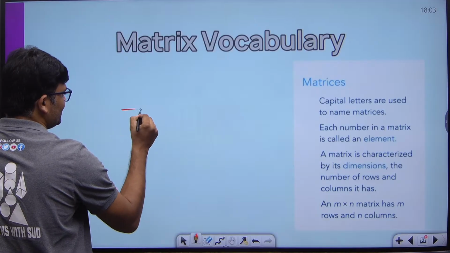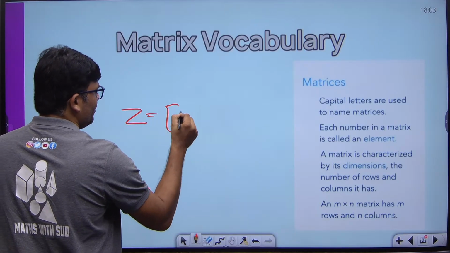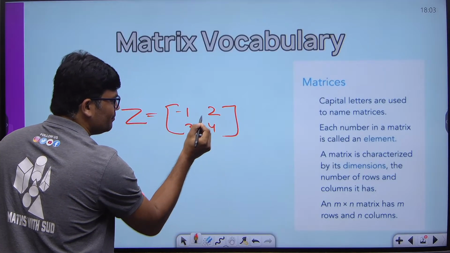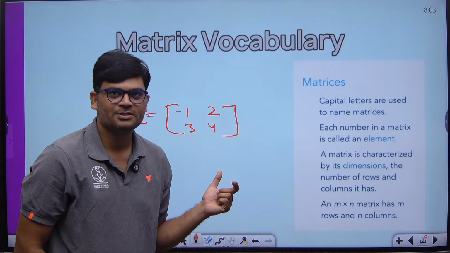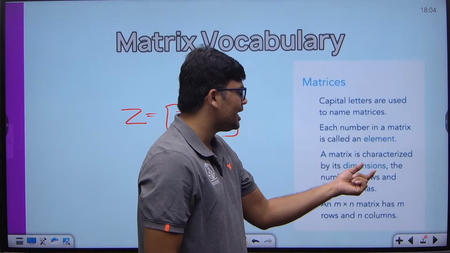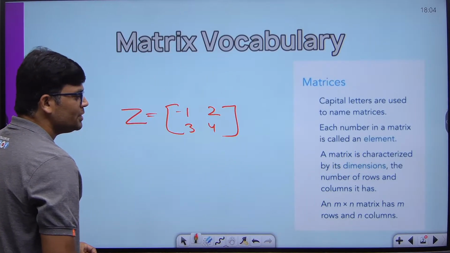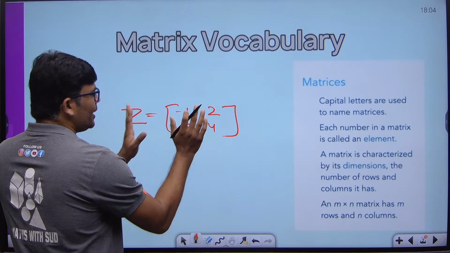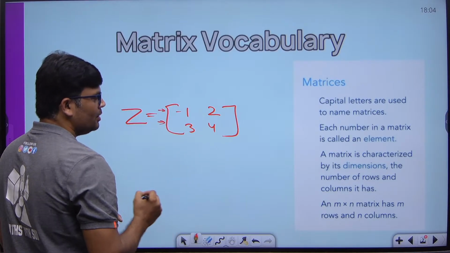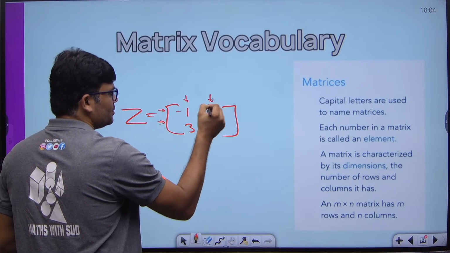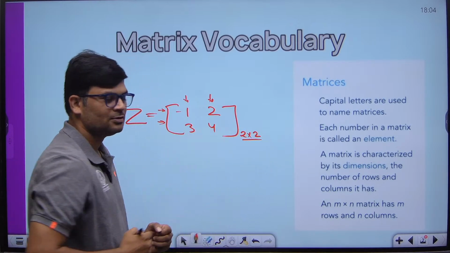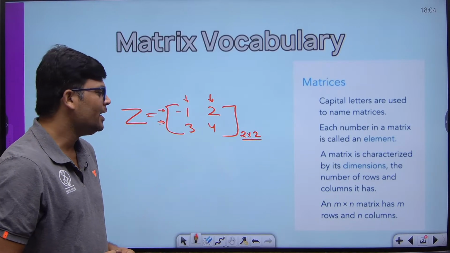Suppose I write Z is equal to, let us say, -1, 2, 3, 4. So what are these numbers? They are known as elements. A matrix is characterized by its dimensions, the number of rows and columns it has. So if I want to characterize this matrix, I will say it has 2 rows. Can you see that? And these are the 2 columns. So it is known as a 2 by 2 matrix.